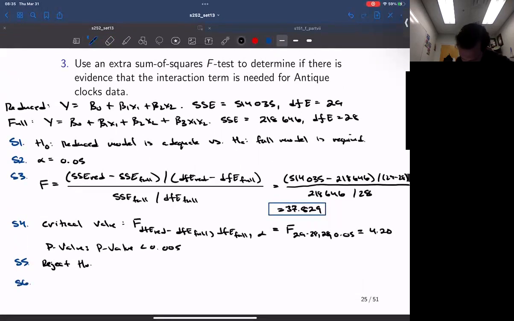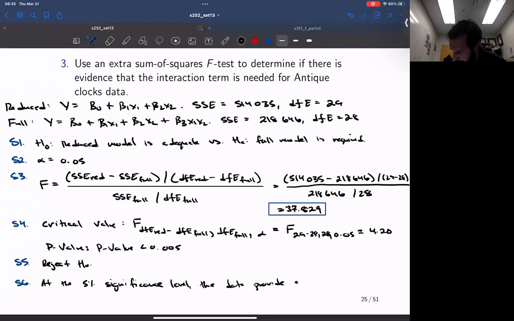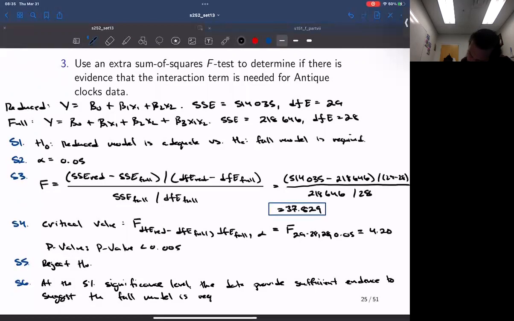All right, so then on step 6, we can say at the 5% significance level, the data provide sufficient evidence to suggest the full model is required.